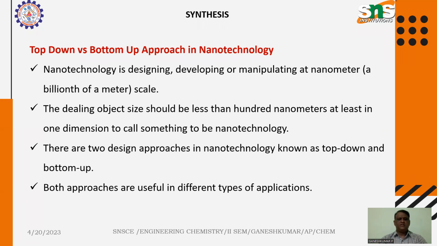The object size should be less than 100 nanometers, at least in one dimension, to call something a nanomaterial or to say it involves nanotechnology. There are two design approaches in nanotechnology: the top-down and bottom-up methods. Both approaches have different advantages, disadvantages, and different types of applications.